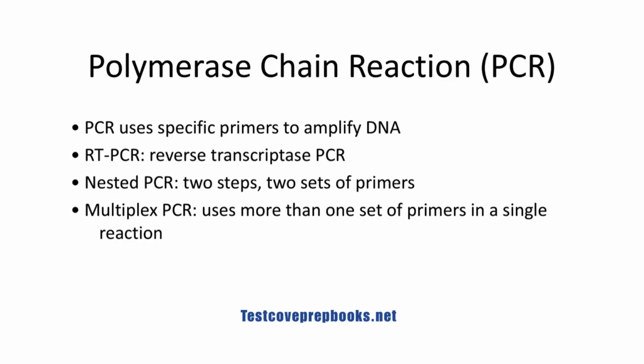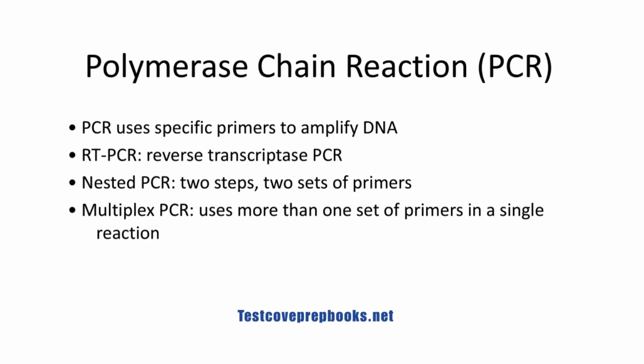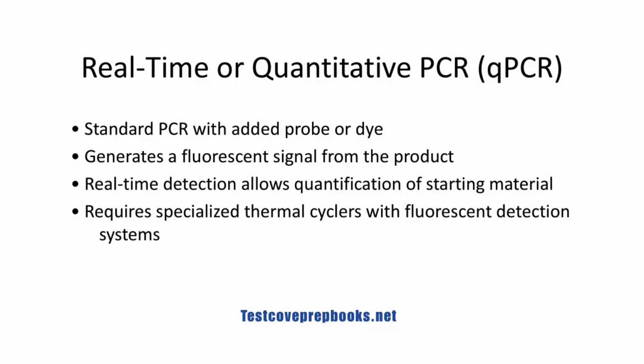Multiplex PCR, which allows more than one set of primers to be used in the same reaction, enabling the detection of multiple targets simultaneously. Another important variant is real-time or quantitative PCR, also known as qPCR. This is essentially standard PCR, but with an added probe or dye. The amplified product generates a fluorescent signal. By detecting this signal in real time, the system can quantify the starting material. This process requires specialized thermal cyclers equipped with fluorescent detection systems.